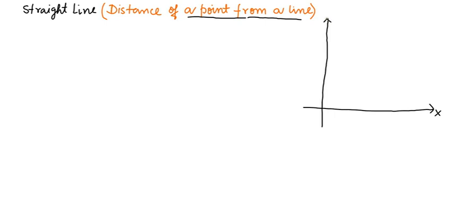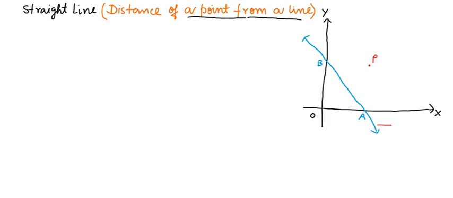This is the x-axis, this is the y-axis, this is the origin, and this is a line cutting the axes at A here and B, and there is a point P, and you have to calculate the distance of this point from this line.